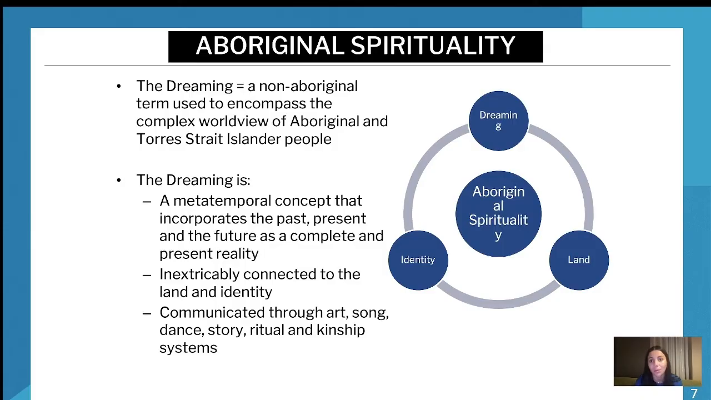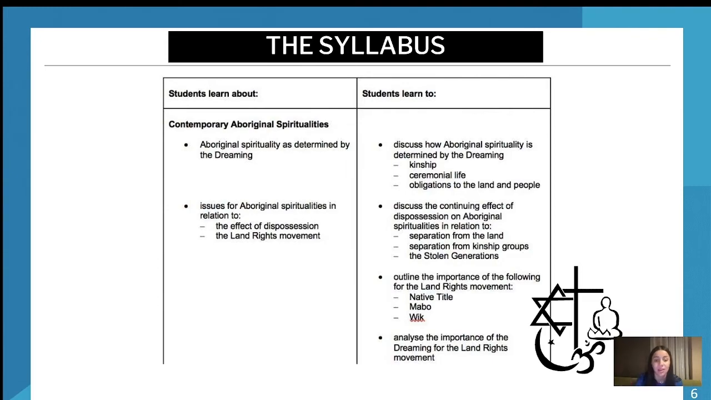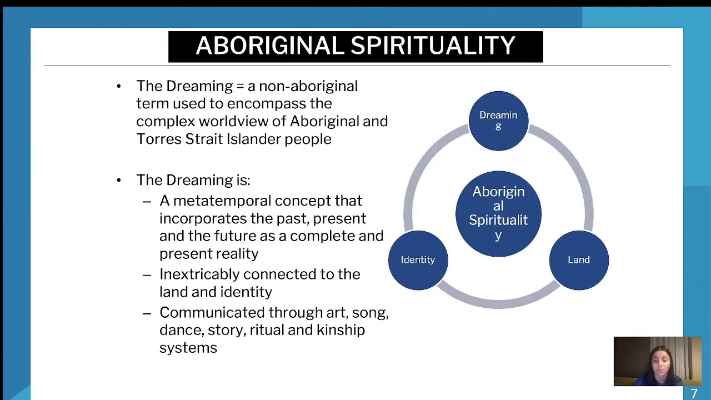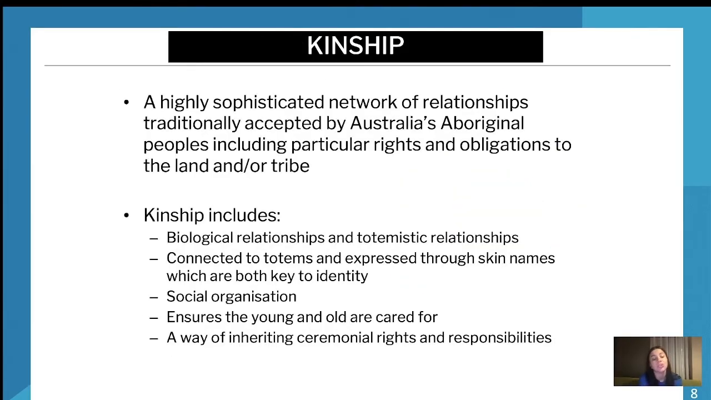That is probably the most important point from this entire syllabus, and it overlies everything, because when you are talking about dispossession and the land rights movement, it all links back to identity and land, and how that stripped them of that and took them away from that, which is then affecting their relationship with the dreaming, and is just having that inextricable connection between the past, present, and future within their present reality.